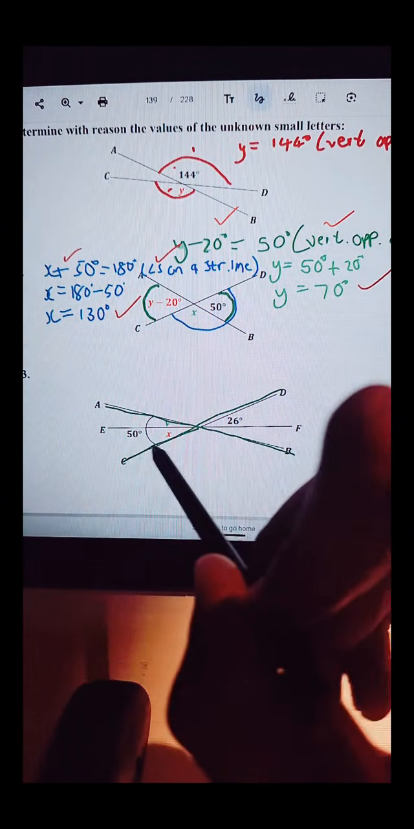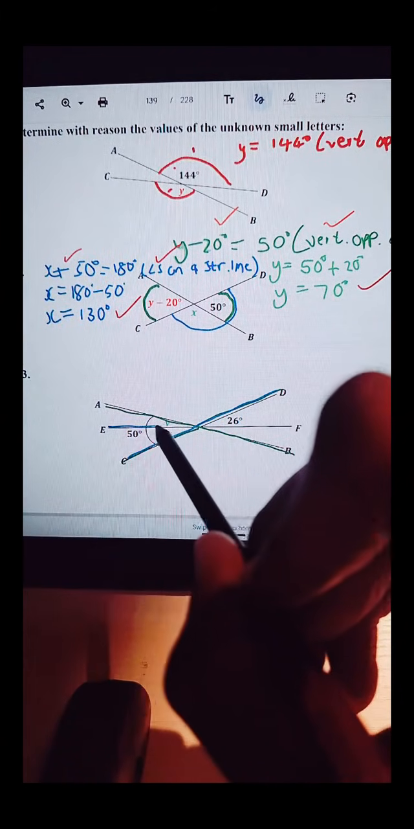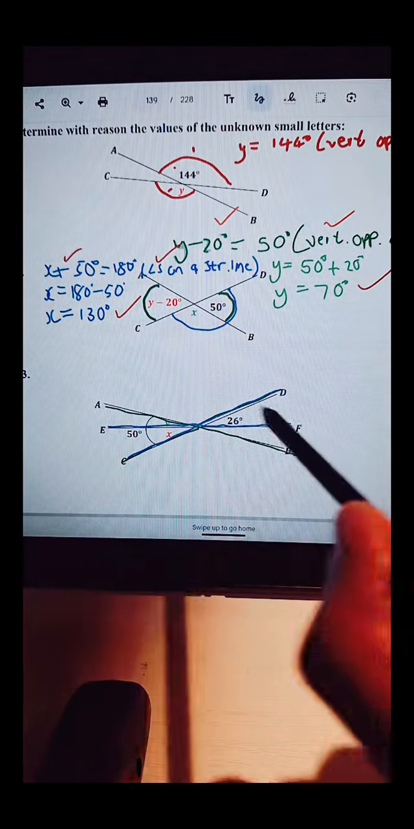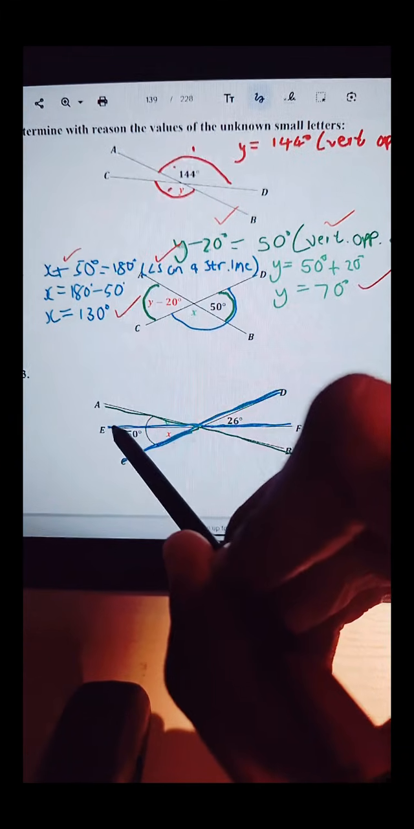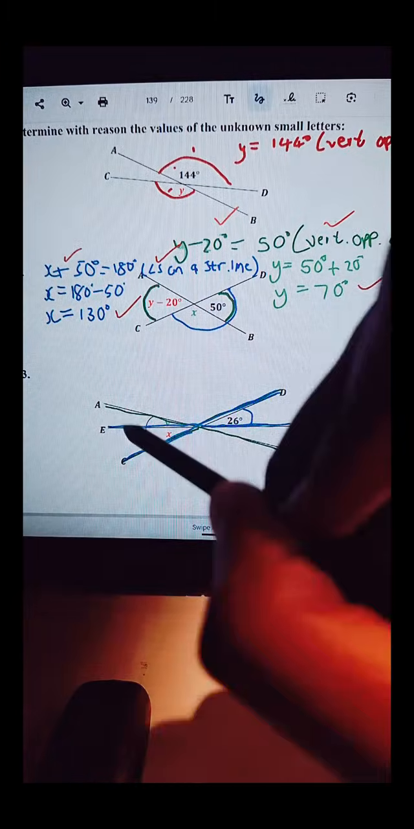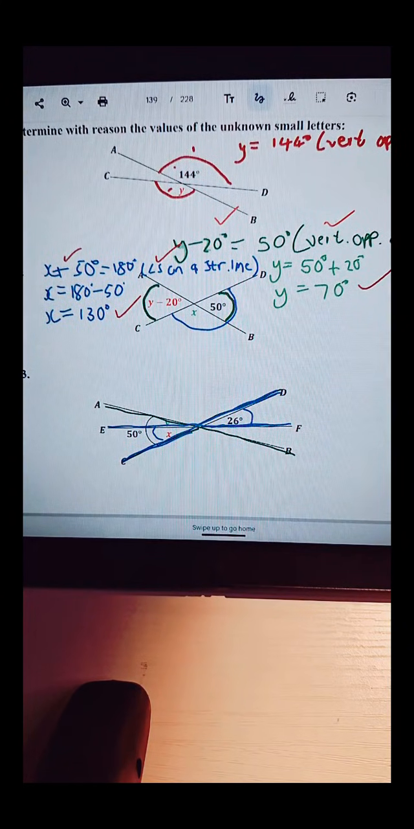But here's something else to note. If you look at the blue, this line and that line, okay, please take note where the blues are. The blue is here for this, the blue is here for that. So if that is 26, that means the value of x, guys, is also 26. X, Y, vertically opposite angles. Do you see that, guys? Do you understand that?